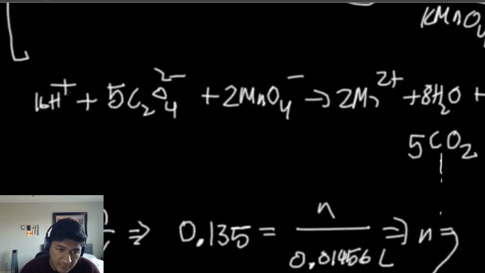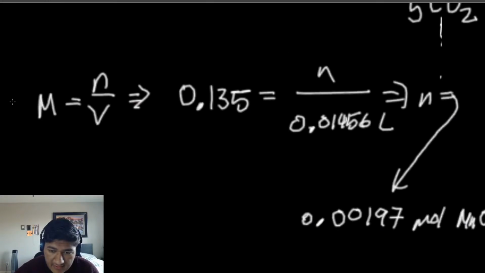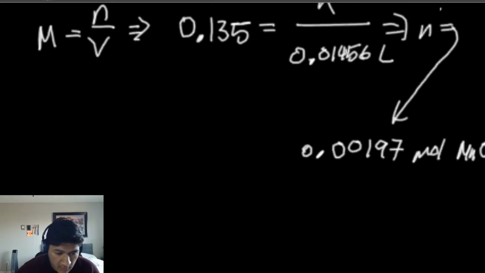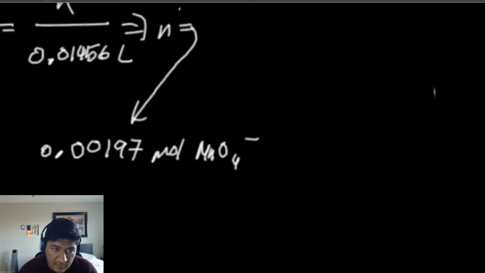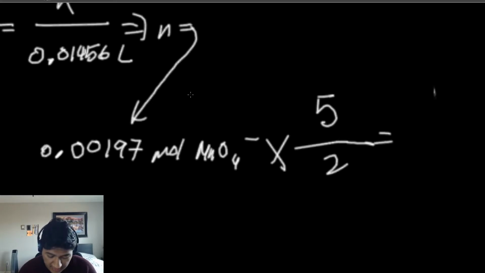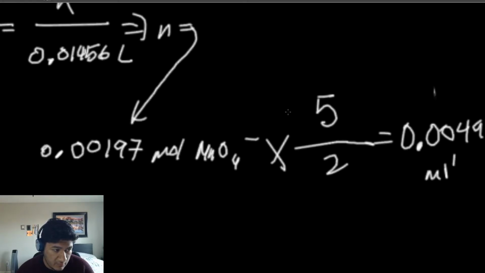So you see here we have 5 oxalates for every 2 MnO4-. So now let's go back to this number we have. If we have 5 for every 2 MnO4-, all we have to do is multiply this by 5 over 2, and then we'll get how many moles of oxalate we have. If you do the math out, it should be 0.00493 moles of C2O4. Now we have one part of our answer.